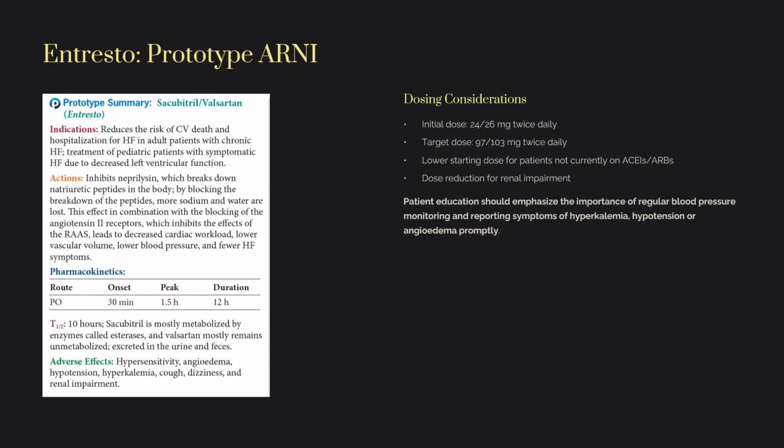We usually do start them on a lower dose with these, especially if they're not on an ACE inhibitor or an ARB. And if they do have kidney issues and it's decided that they need this, then they'll be on a reduced dose. Again, we're monitoring blood pressure, output, potassium levels, and angioedema.